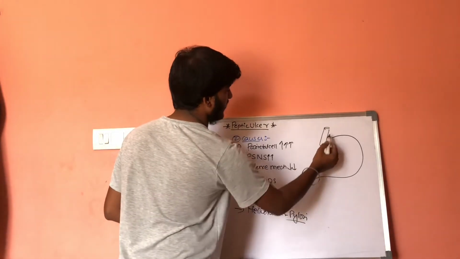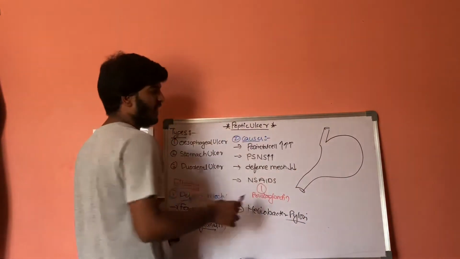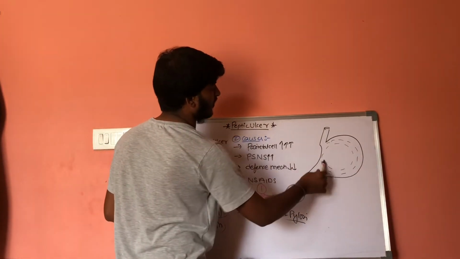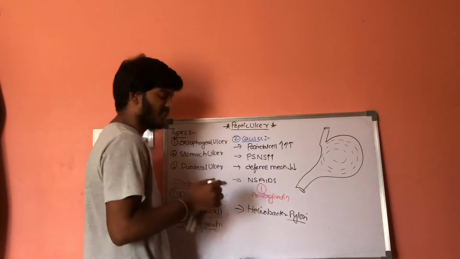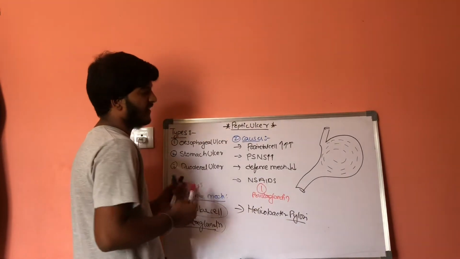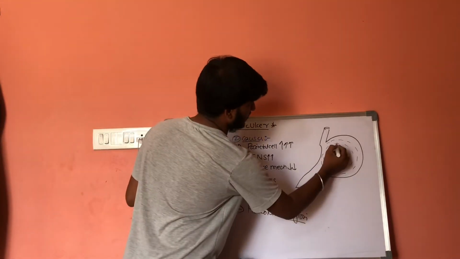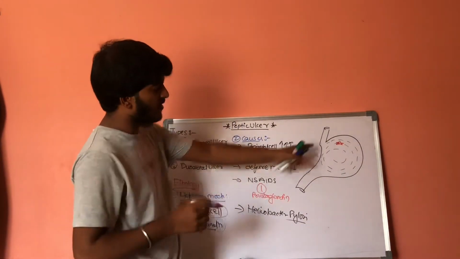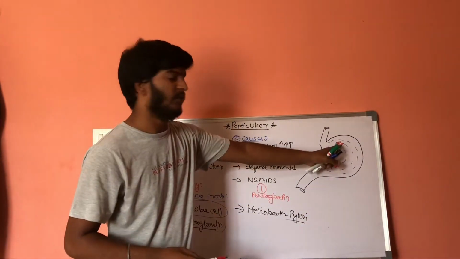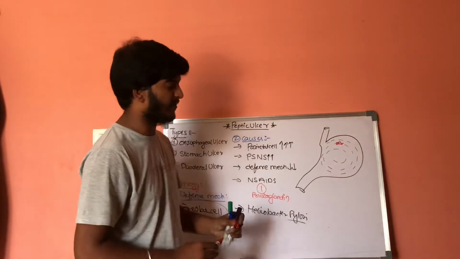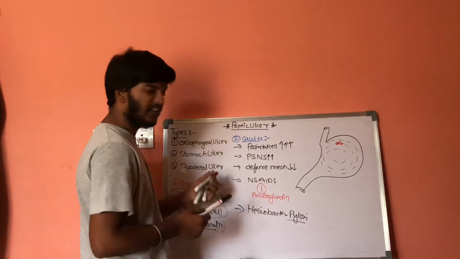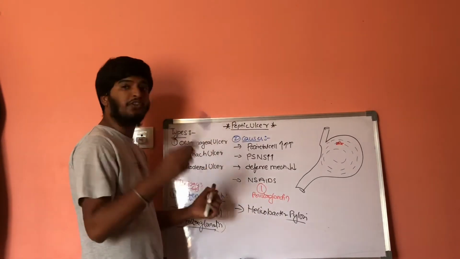This is our stomach, and our stomach is acidic in nature. Now, let us consider this is Helicobacter bacteria. These Helicobacter bacteria cannot survive within the acidic environment. So, these Helicobacter pylori bacteria will release a special enzyme called urease.